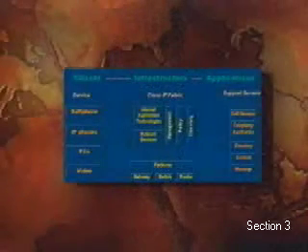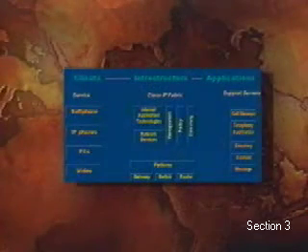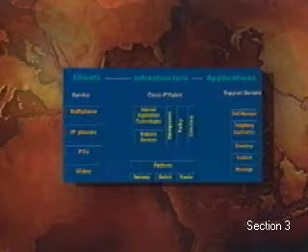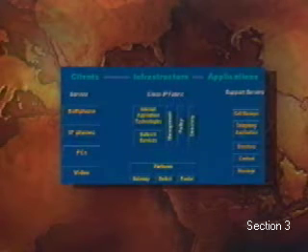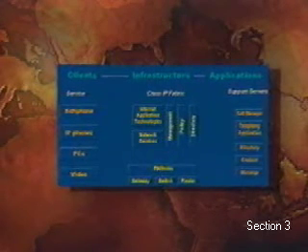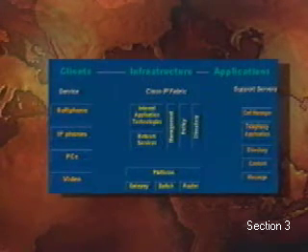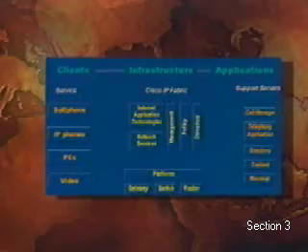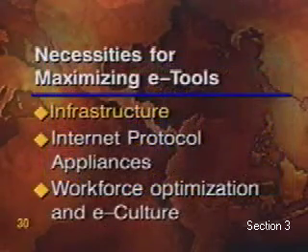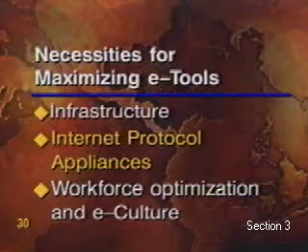The number of applications that allow the sharing of web pages, whiteboards, including voice and video, is on the rise. At Cisco, we call this Advanced Voice Video Integrated Data, or AVID, and it is in use worldwide. In the rough, there are three components that are needed to set a course for maximizing the e-tools available today for improved decision-making. These are infrastructure, Internet protocol appliances, and workforce optimization and e-culture.